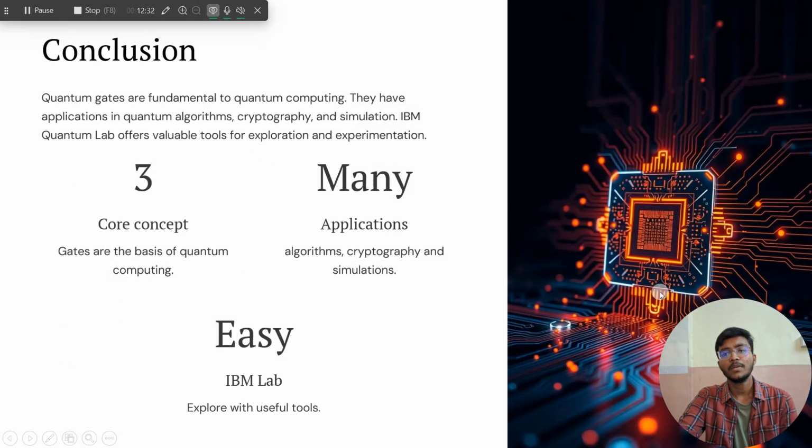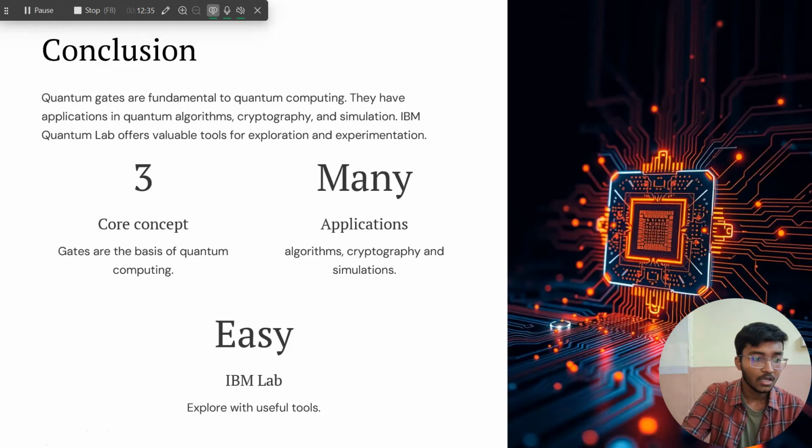So now last but not the least, we have our conclusion. The conclusion mainly covers the applications, which are quantum algorithms, cryptography and simulation. IBM Quantum Lab offers valuable tools for exploration and experimentation.